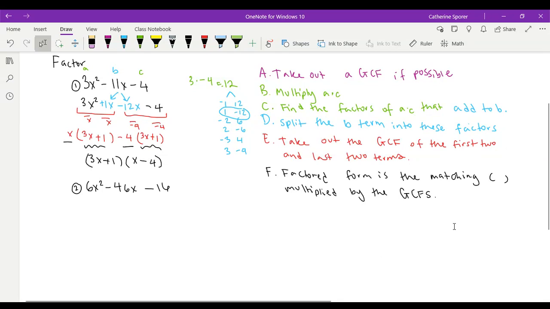The second example, 6x squared minus 46x minus 16. First, we would try to take out a GCF if possible. And these numbers do share a GCF of 2. So we could divide out 2 from each of these numbers. That would give us 3x squared minus 23x minus 8.